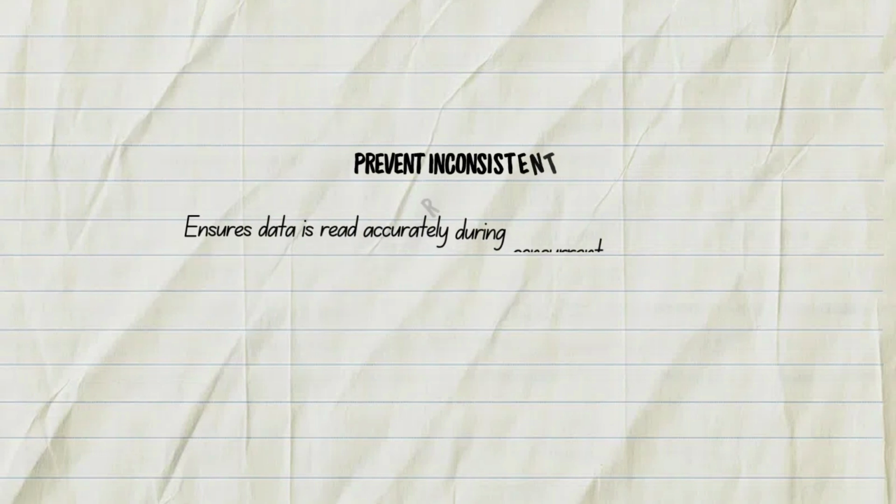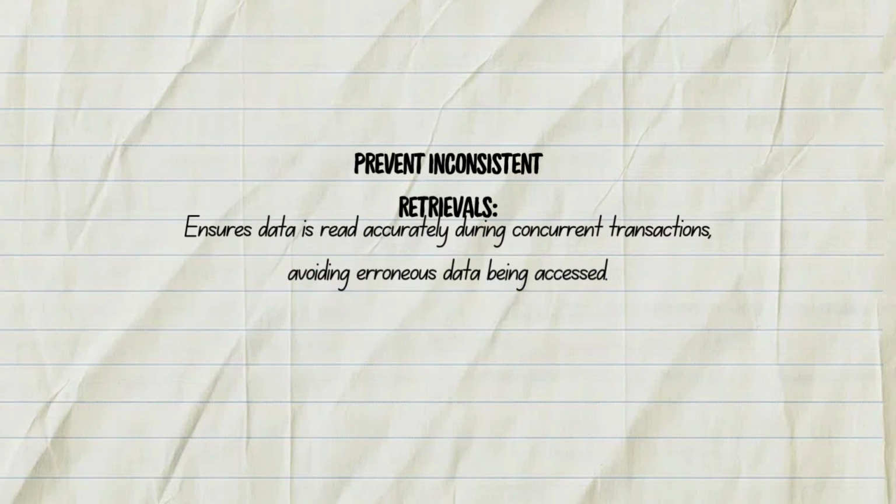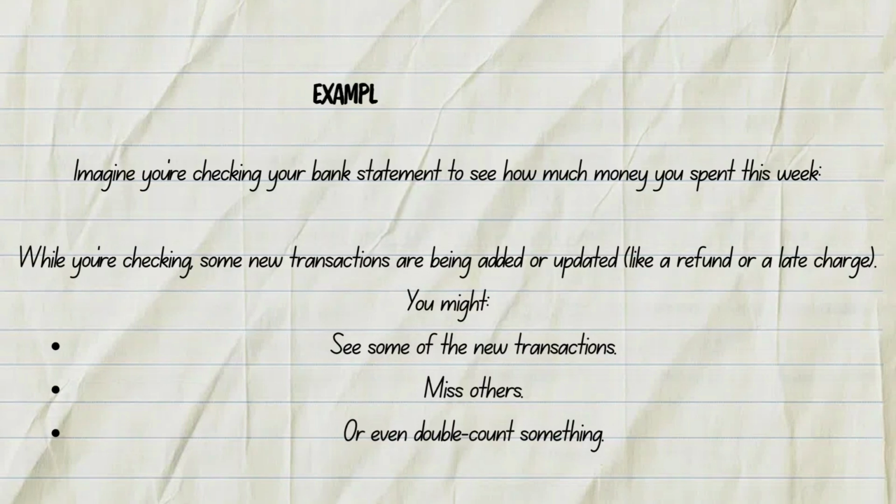Preventing inconsistent retrievals ensures data is read accurately during concurrent transactions, avoiding erroneous data being accessed. For example, imagine you're checking your bank statement to see how much money you spent this week. While you're checking, some new transactions are being added or updated, like a refund or a late charge. You might see some of the new transactions, miss others, or even double count something.